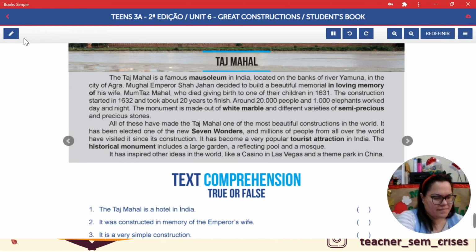Unit 6. Great Constructions. Taj Mahal. The Taj Mahal is a famous mausoleum in India located on the banks of River Yamuna in the city of Agra. Mughal Emperor Shah Jahan decided to build a beautiful memorial in loving memory of his wife Mumtaz Mahal, who died giving birth to one of their children in 1631.